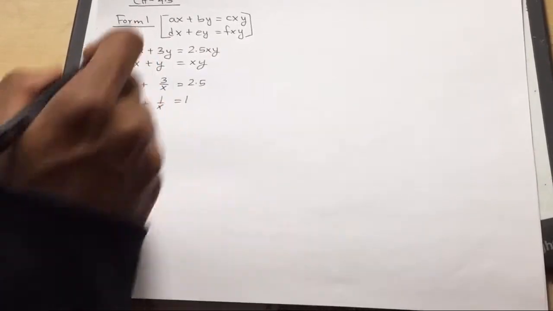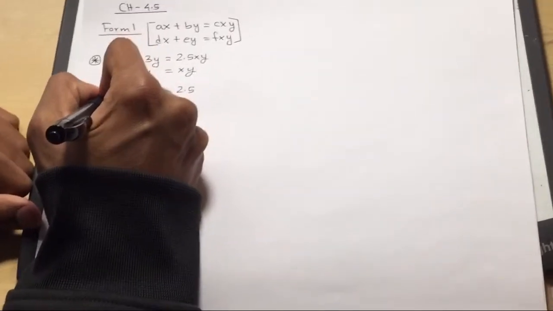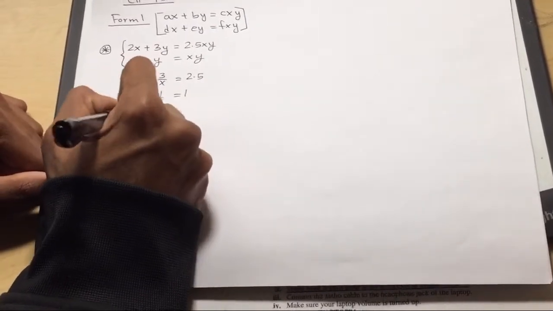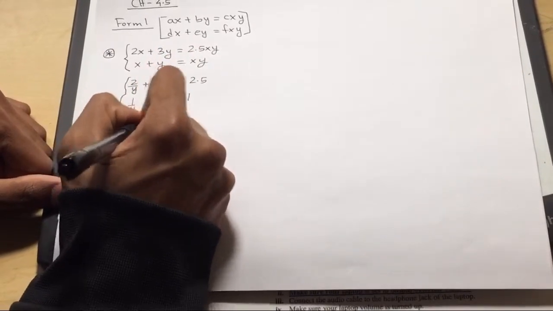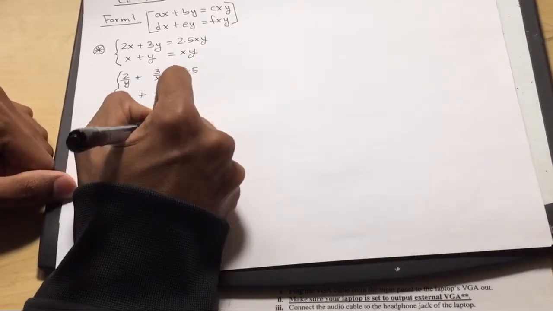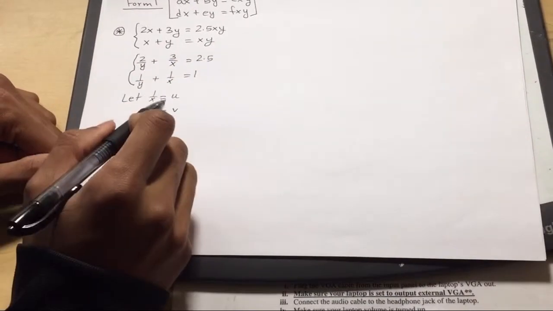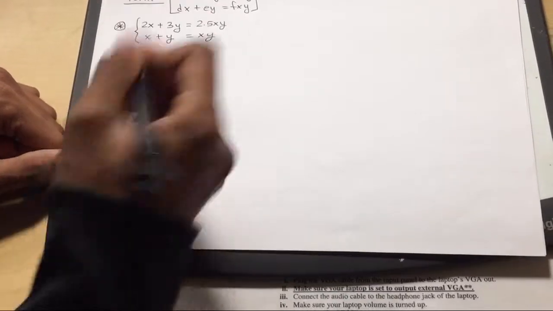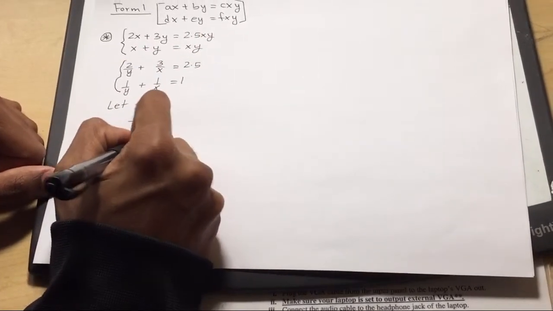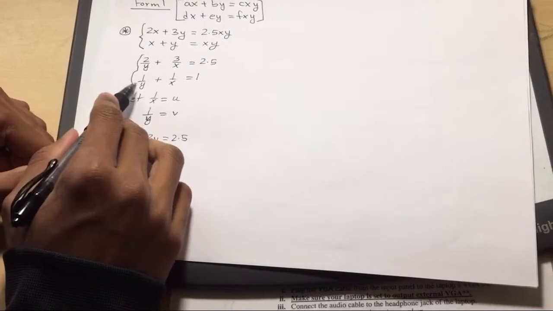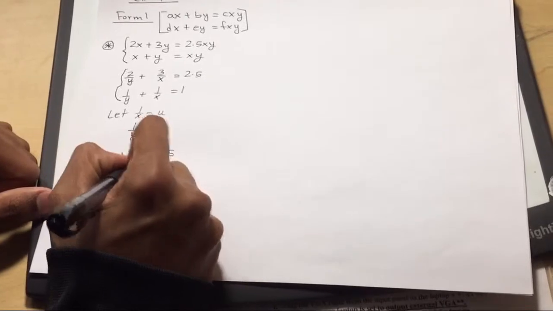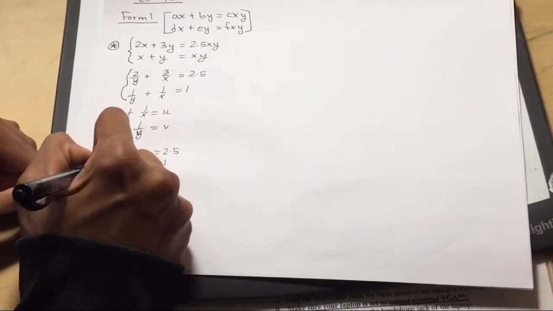Alright, so as I know, obviously I can't do it in this form. So what I'm going to do is let 1 over x equals u, and 1 over y equals v. After doing that, 2 over y is going to be 2v, and 3 over x will be 3u equals 2.5, and 1 over y will be v, 1 over x will be u, v plus u equals 1. These are my new equations.